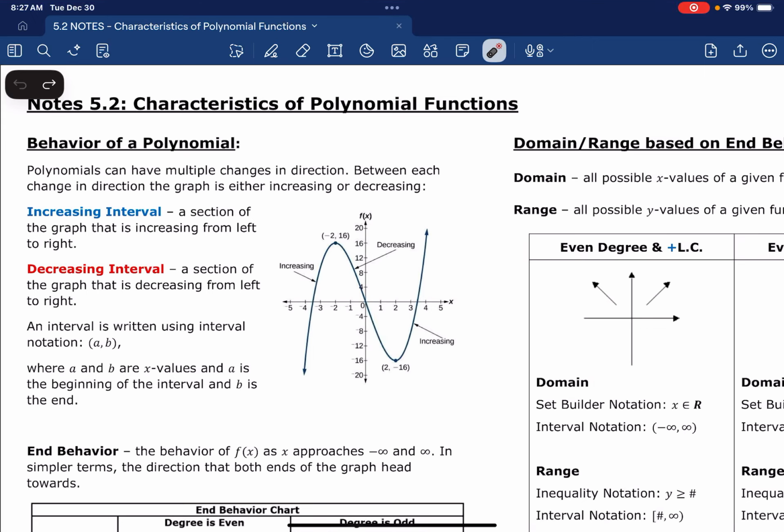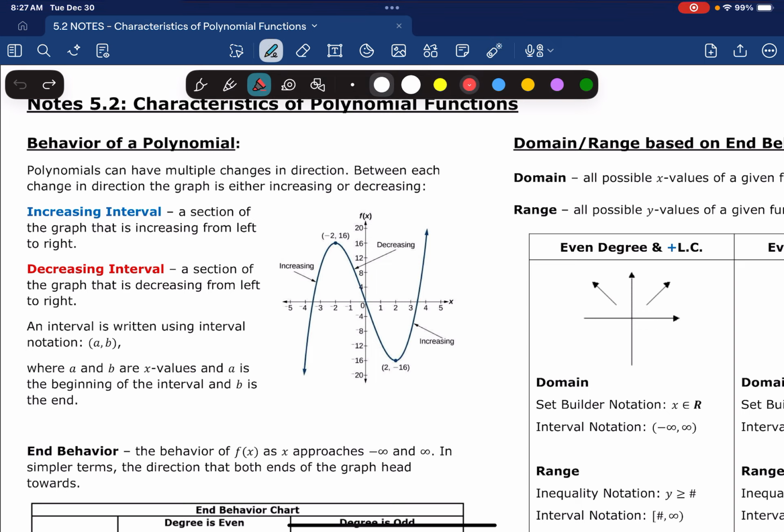Characteristics of polynomial functions. Let's talk about the behavior first. We've got both increasing and decreasing intervals in this example that's drawn right here. Okay, so when is a function increasing? As we move from left to right, if your graph goes up, that's an increasing interval. And as we move from left to right, if your graph goes down, that's a decreasing interval.